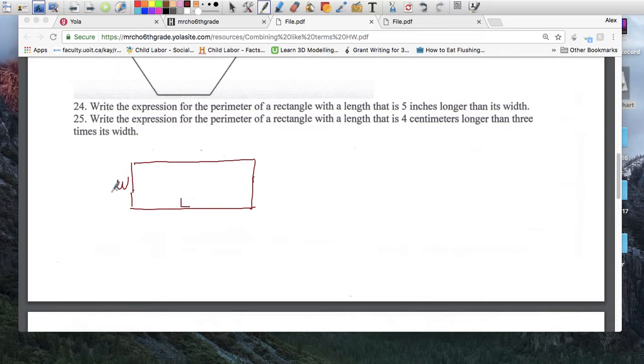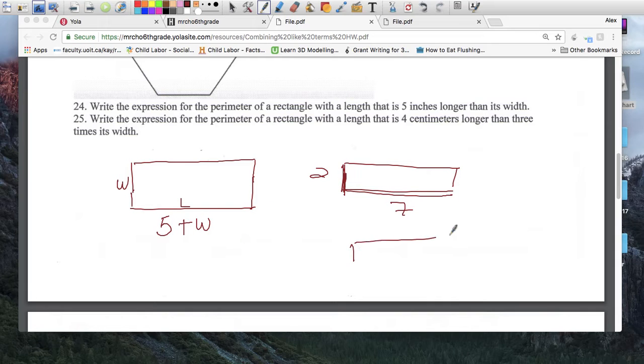But we know that the length is 5 inches longer. So whatever the width is, the length is going to be 5 inches longer. So 5 plus W would give us the length. So let's say the width was 2. If this is 2, how much would the length be? Well, it'd be 5 plus whatever W is, so this would be 7. Get another rectangle, and pretend the width was 25.